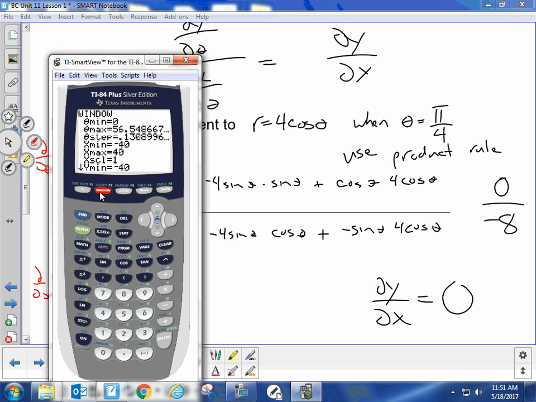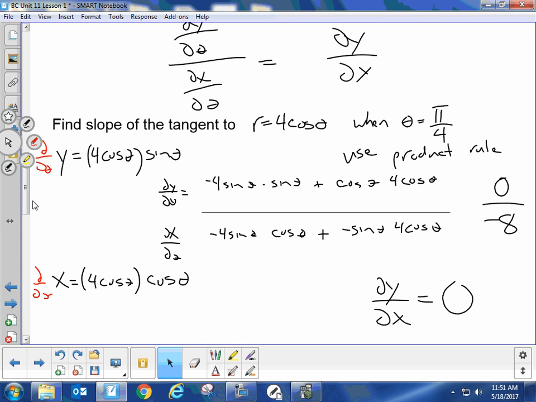Let's go to my standard zoom. Trace 6 clicks to get to pi over 4, right? 1, 2, 3, 4, 5, 6. There's pi over 4. There's a horizontal tangent. You can just press trace and then plug in any value as well. Okay? Great.